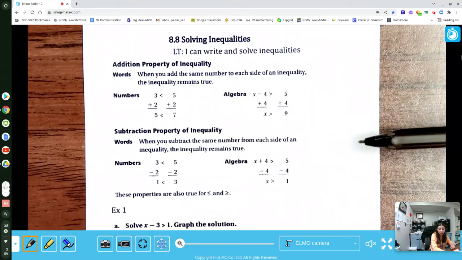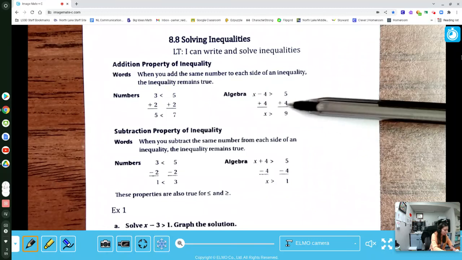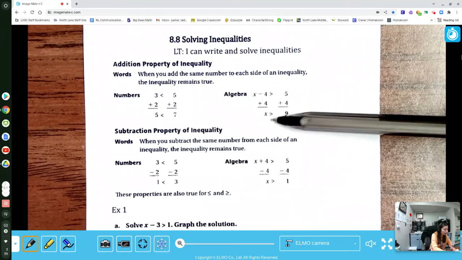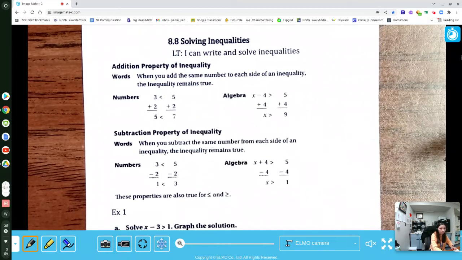Over here, you can see how this helps us solve an inequality because if we have something that involves a variable like this, x minus 4 is greater than 5, we could add 4 to both sides, plus 4 minus 4 undo each other, leaving only x. X is greater than 9. And we know because of this property, this would be true.